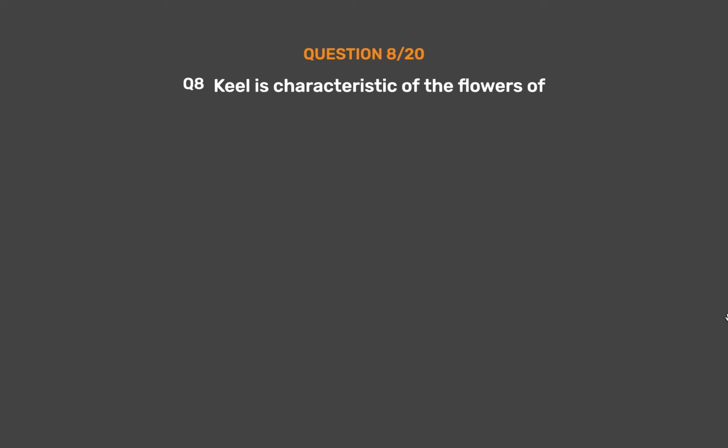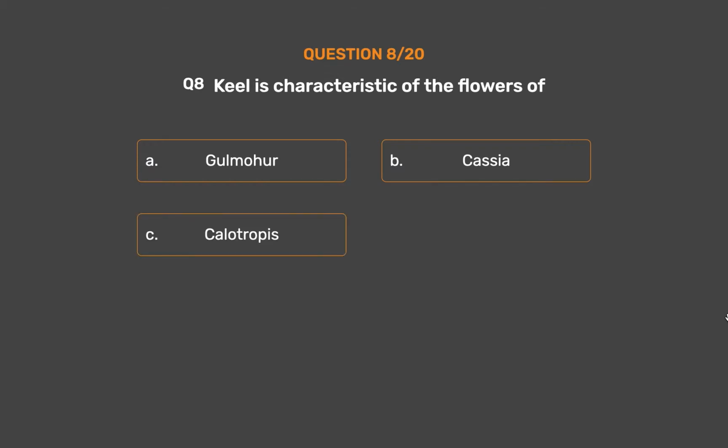Question number 8. Keel is characteristic of the flowers of Option A. Gulmohar. Option B. Cassia. Option C. Calotropis. Option D. Petunia.